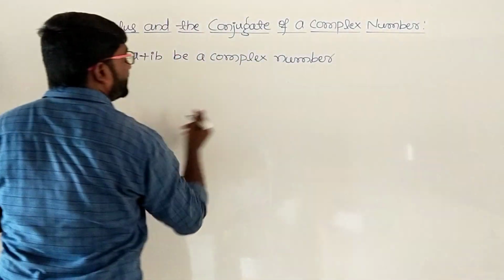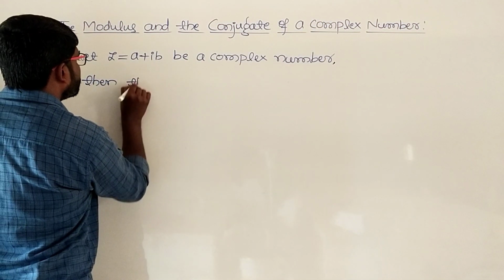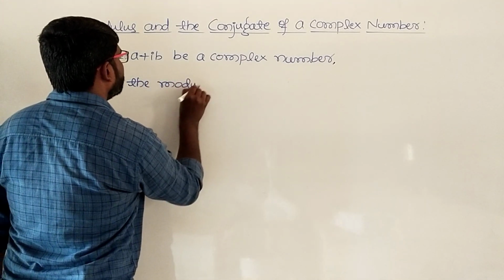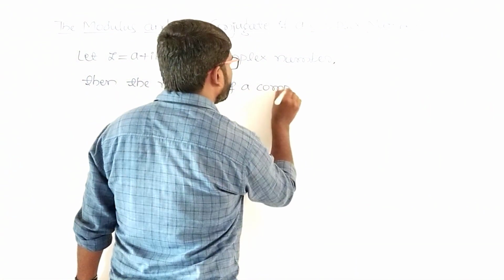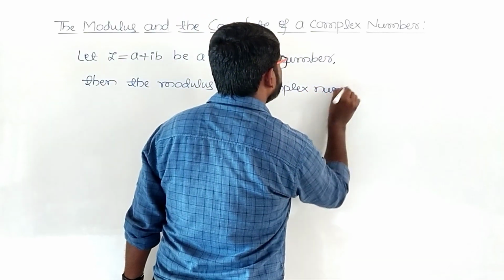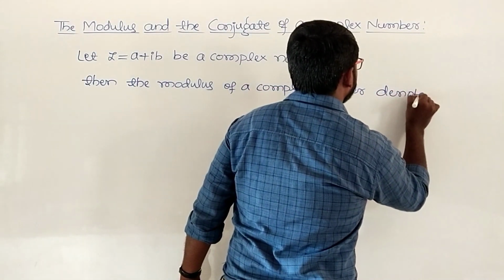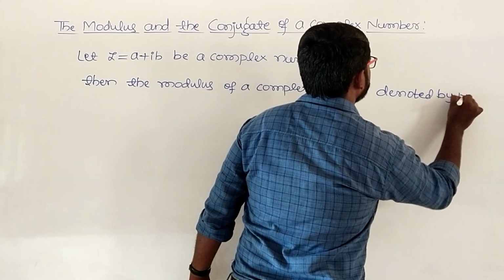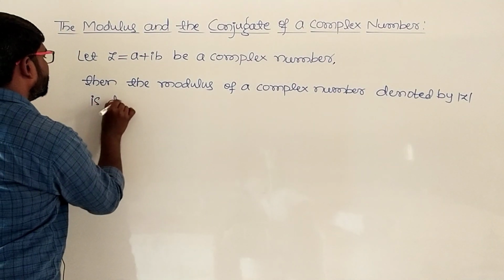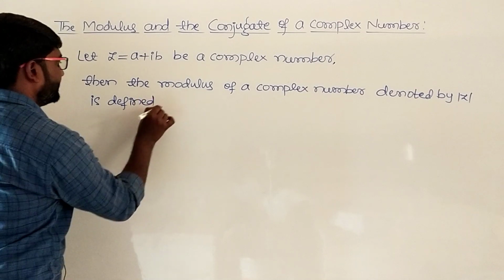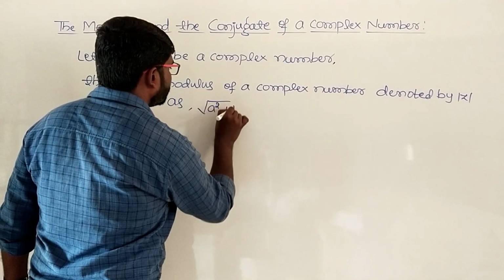See here. Then the modulus of a complex number, denoted by mod z, mod z is defined as square root of a square plus b square.